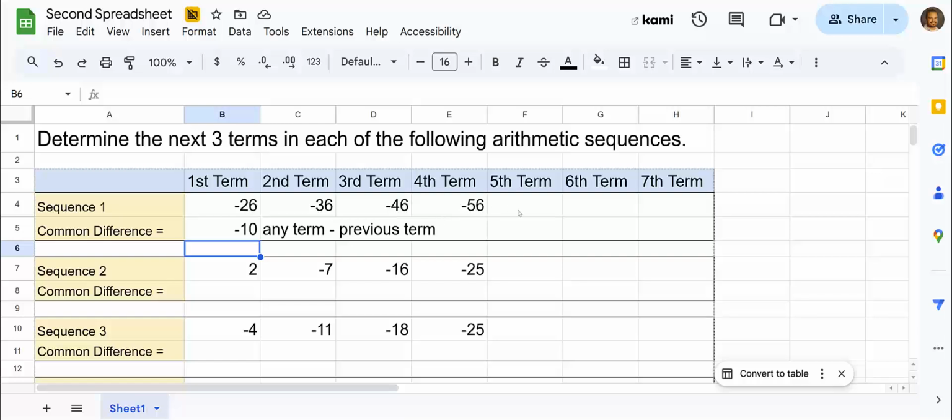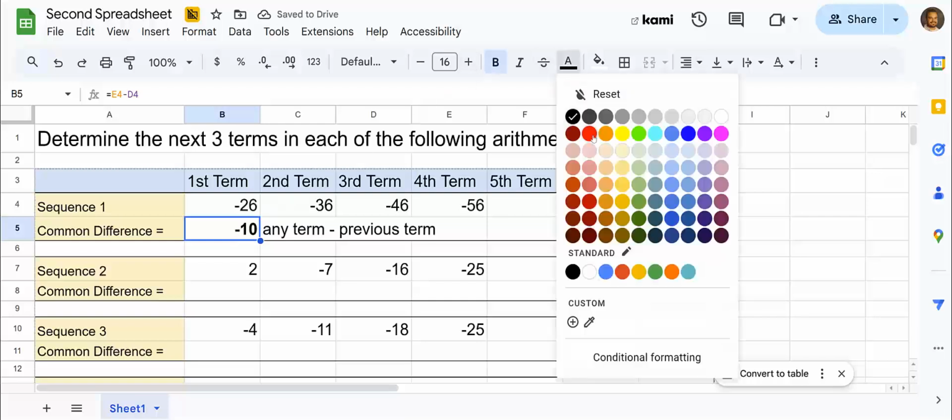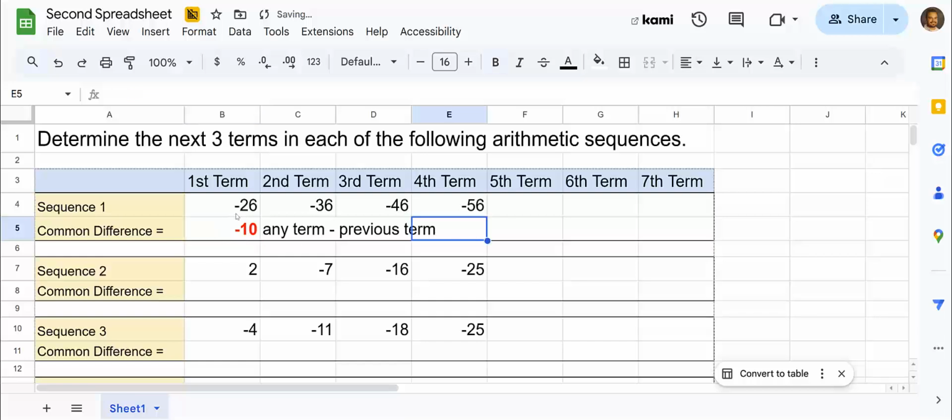Let's make this bold right here. Negative 10 is what we're really adding to this sequence every single time. So if we take negative 26 and add negative 10, we're going to get negative 36. If we take negative 36 and add negative 10, we'll get negative 46, and so on and so on.